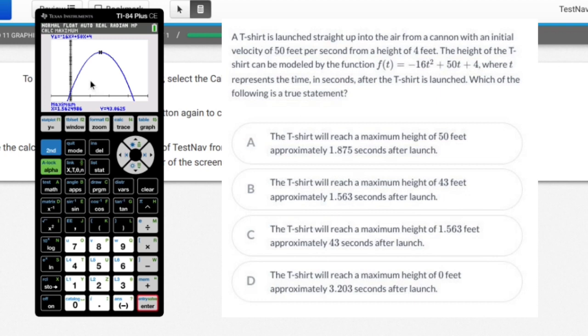So that's not A at all. That's actually B. B says the T-shirt will reach a maximum height of 43 feet. So 43, yeah, close enough. And it happens at 1.563, which when you round, is close enough. There's a little bit of wiggle room with these. So my answer is actually not A, it's B. And if you look at your picture, C and D don't even make any sense. That is just crazy talk. So my answer for this one is going to be B.